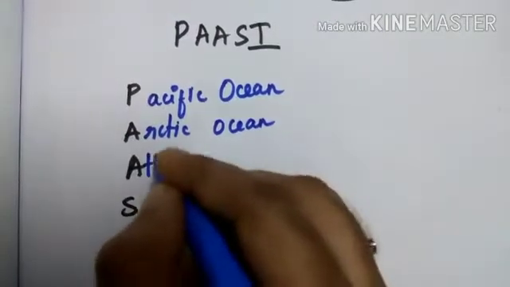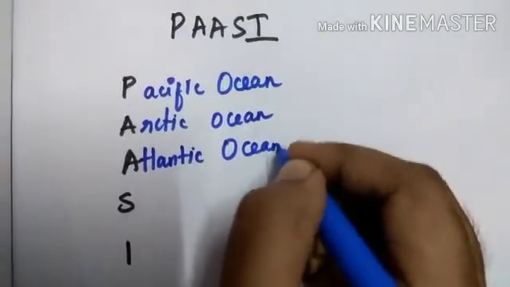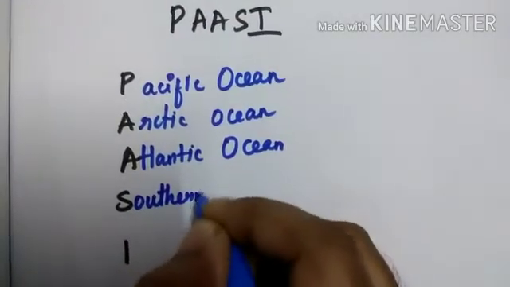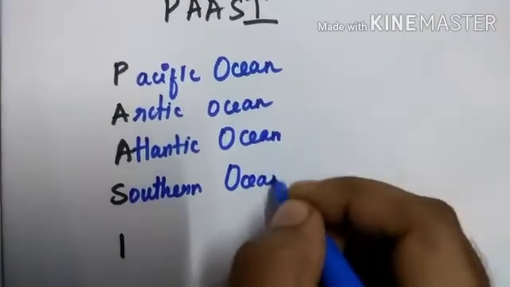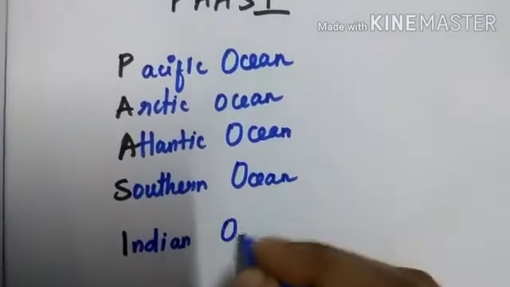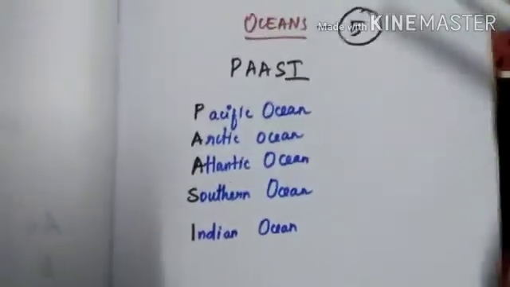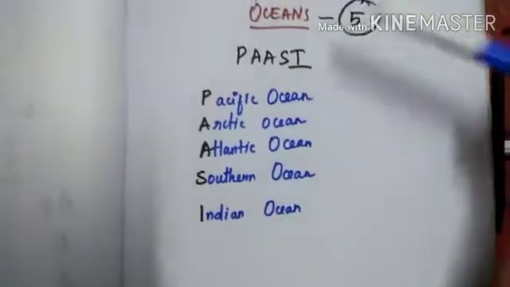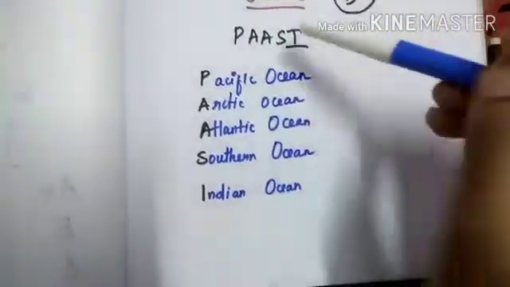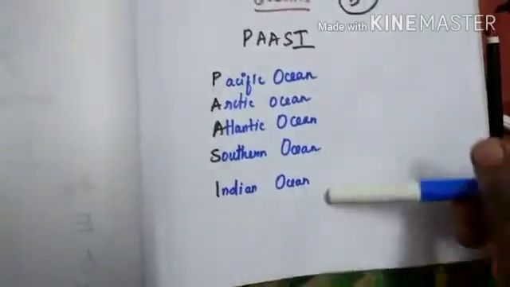Third one, Atlantic Ocean. Southern Ocean. Indian Ocean. For remembering all the 5 oceans, I gave you the clue. PAASI, remember this one. Pacific Ocean, Arctic, Atlantic, Southern, Indian.